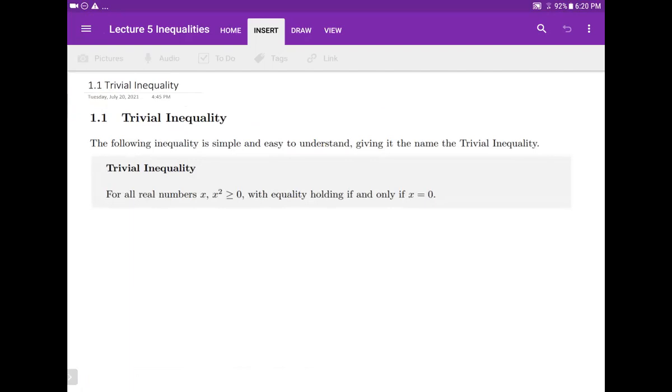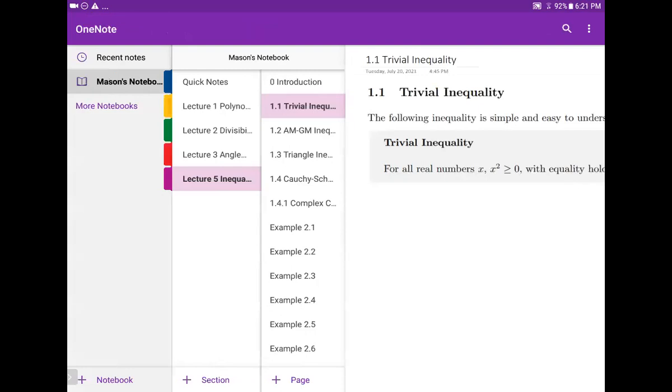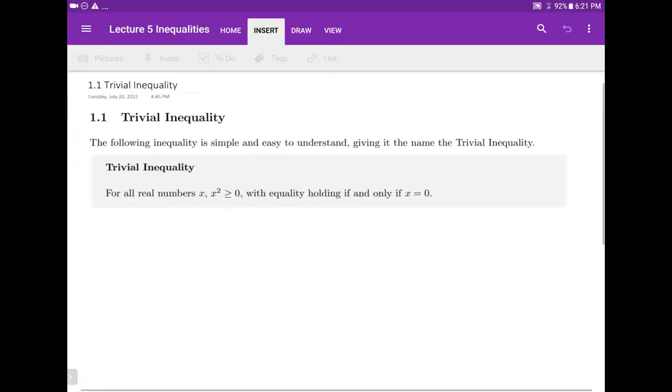So the trivial inequality says that for all real numbers x, x squared is greater than or equal to 0, and equality holds if and only if x is equal to 0. So this is pretty basic. It just says the square of any real number is non-negative, and it's only equal to 0 if x itself is 0. You can see that because it's so simple and easy to understand, that's why it's called the trivial inequality. And when you get to a level where you're writing proofs, this statement itself does not need proof.